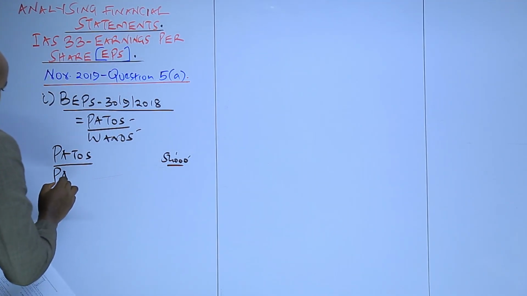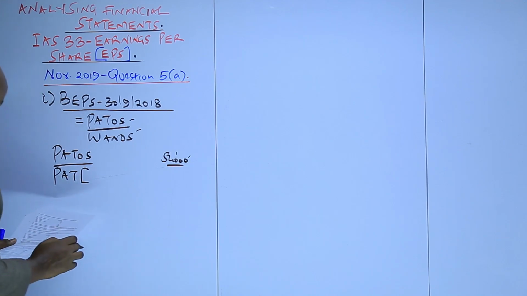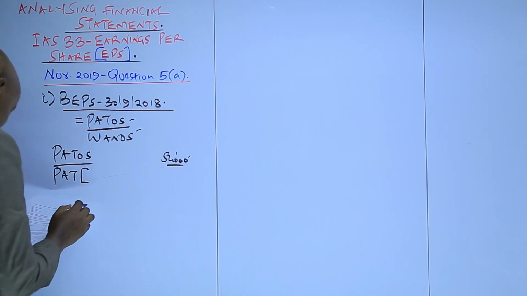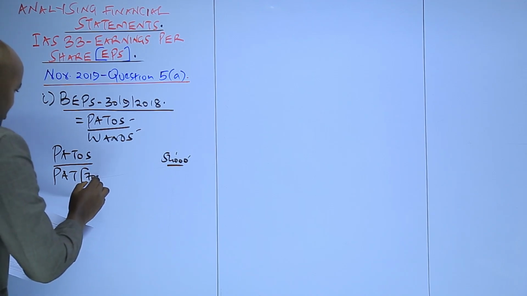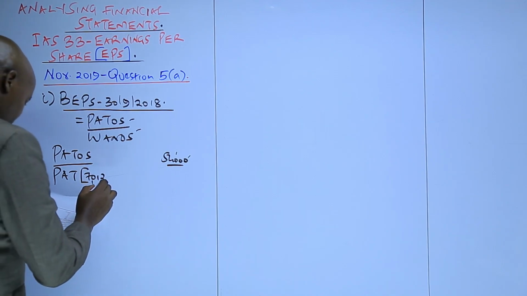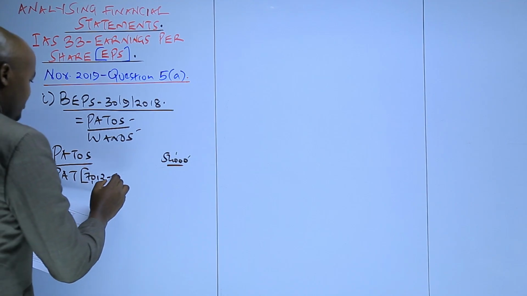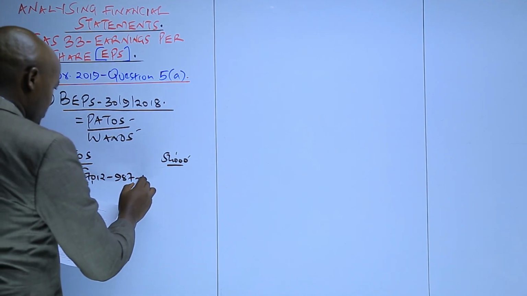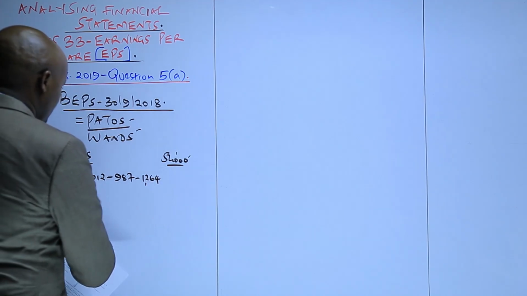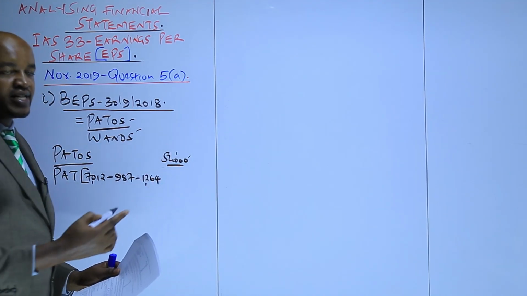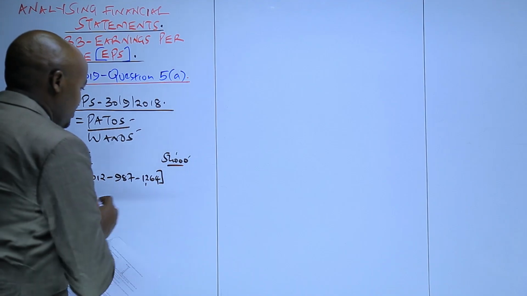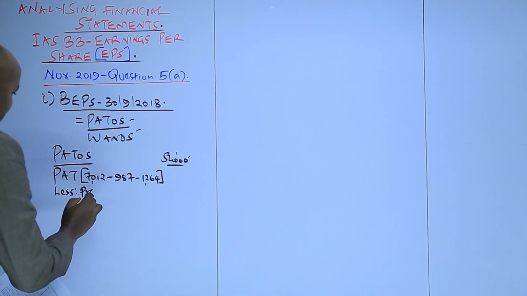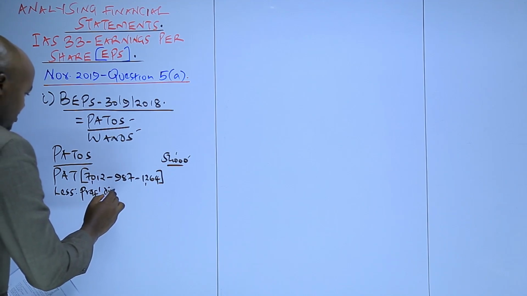So to get the profit after tax, we are going to take the profit before interest and tax, and we are starting with the year 2018, which is given as 7012. So to this we less the interest, which in other terms we refer to as the finance cost, and then we less tax, which is 1264, and that now will give us the profit after interest and what? After interest and tax. And then to this we also less the preference dividends.